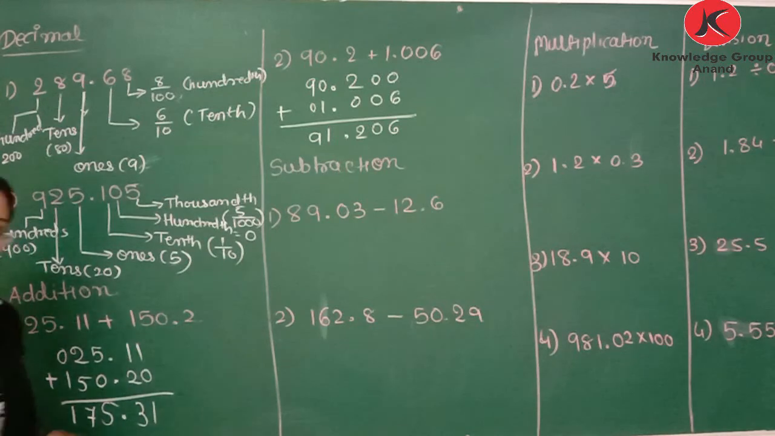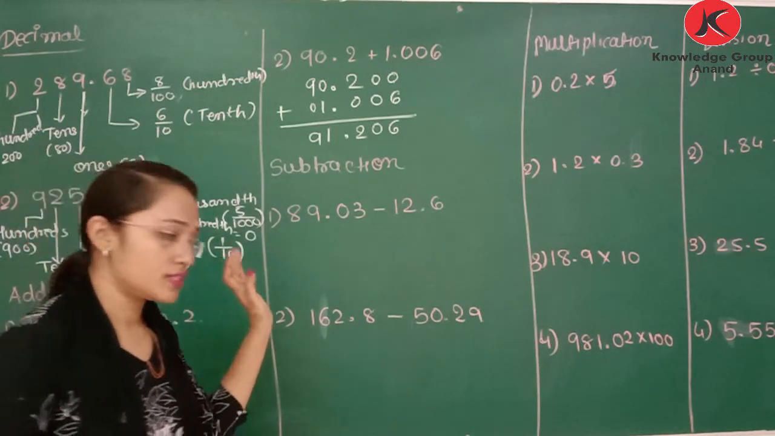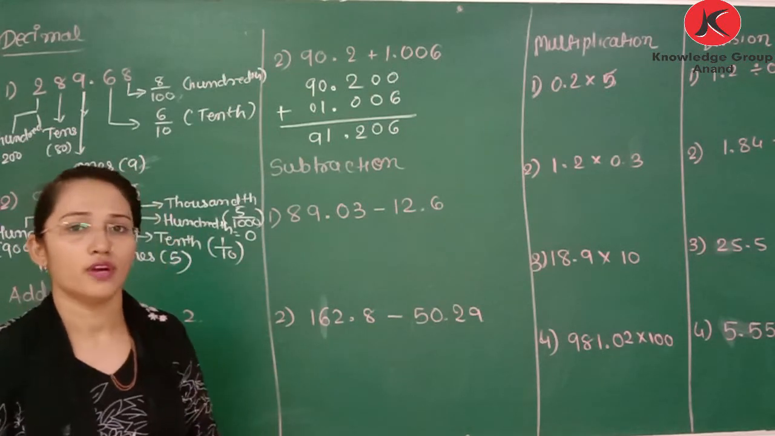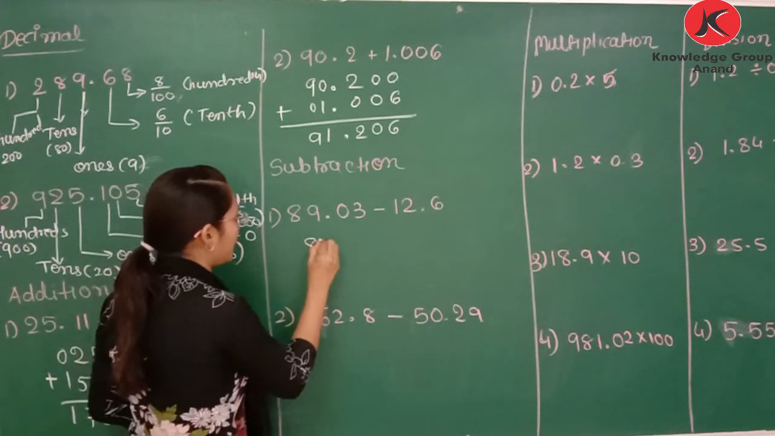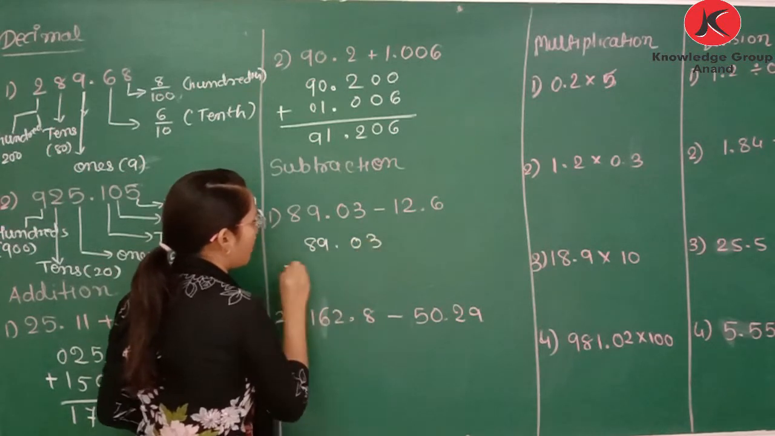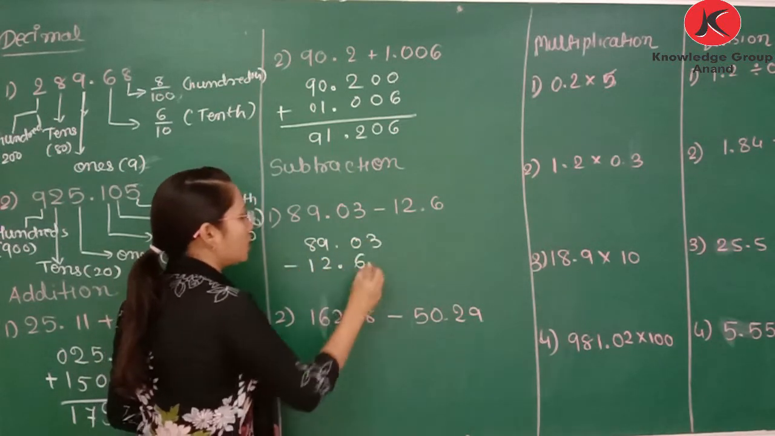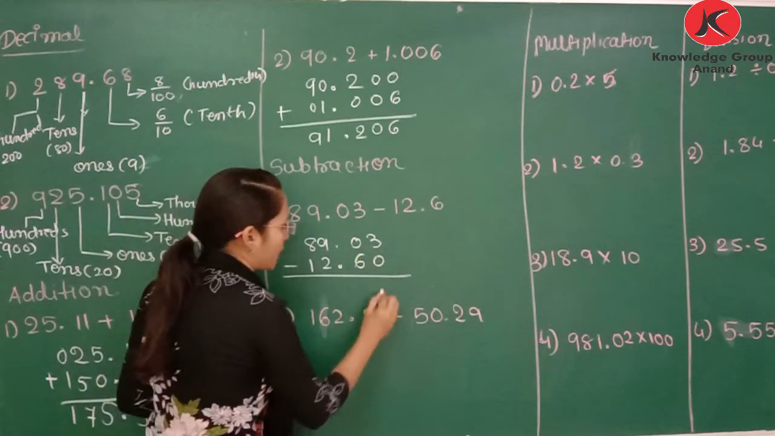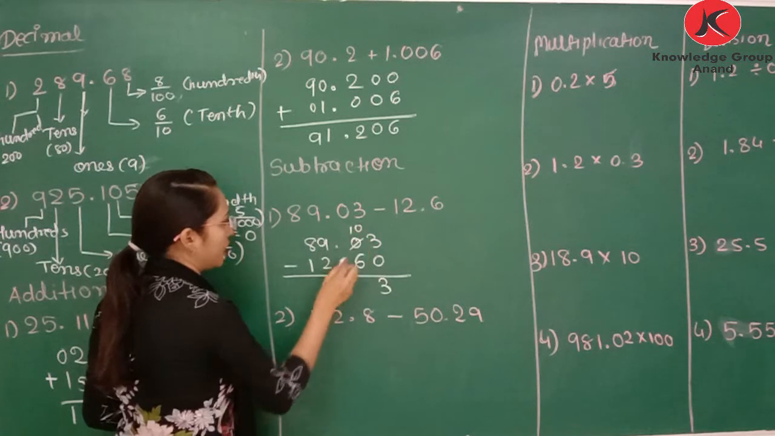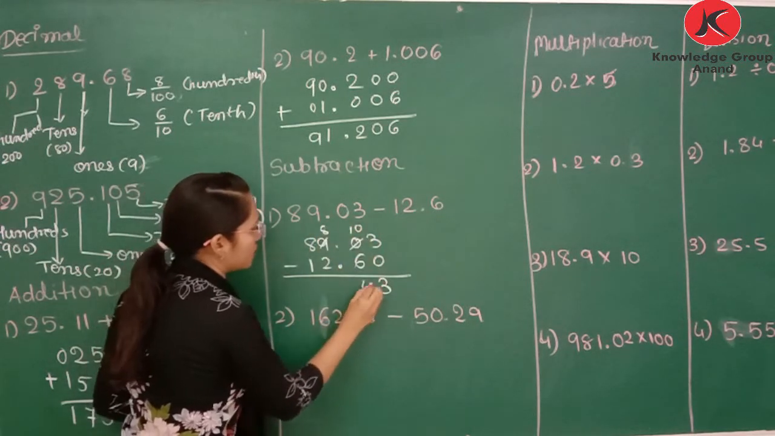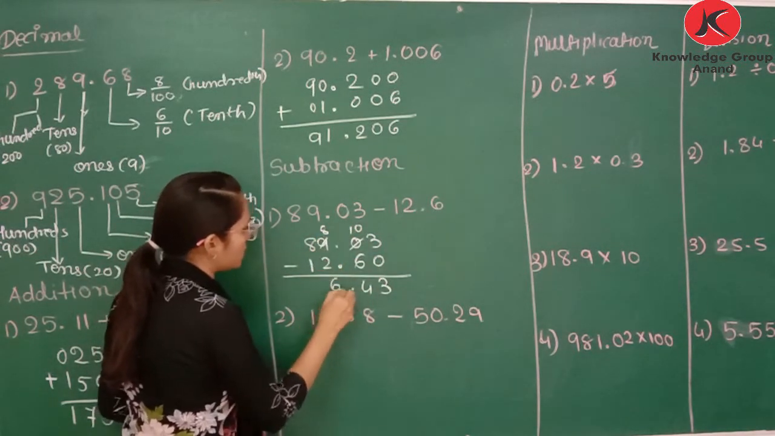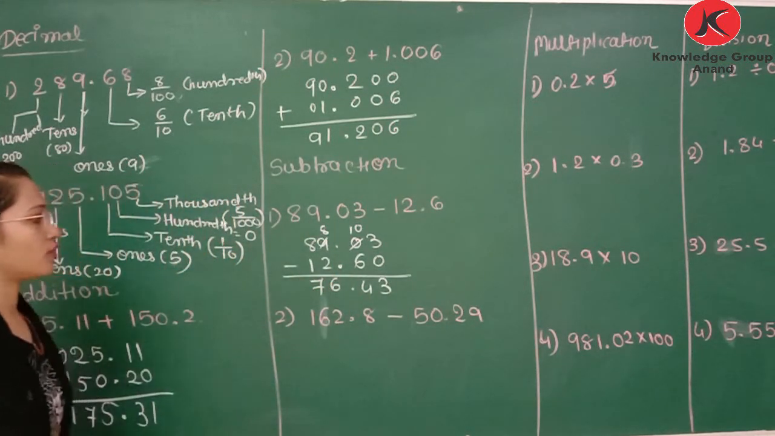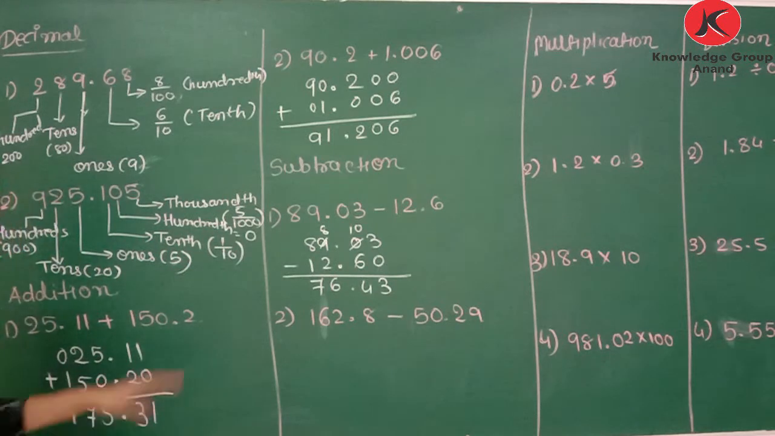Subtraction of decimal is same as we perform subtraction in a previous standard, but here you need to only arrange the digits of decimal. So 89.03 minus 12.6. This digit will be 0. Now subtraction, 3 minus 0 is 3. 10 minus 6 is 4. 8 minus 2 is 6. And 8 minus 1 is 7. So it is 76.43. Clear? This will be your answer.